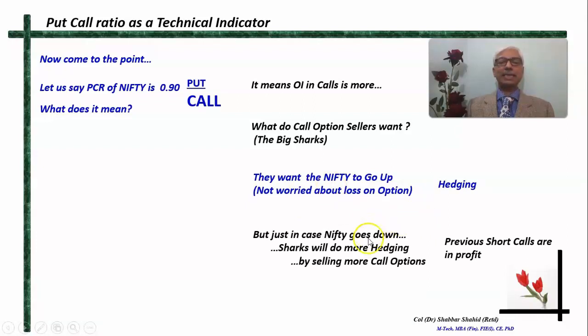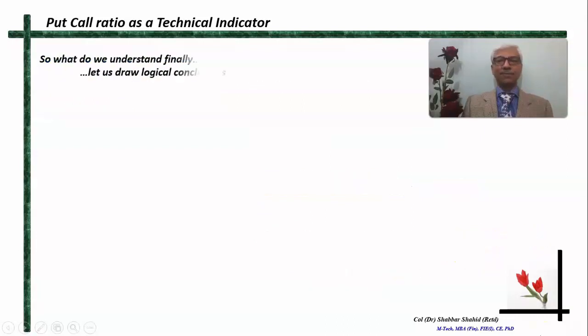But just in case the Nifty goes down, then what? Then the sharks will do more hedging. They have done hedging by shorting the call options. Now if the Nifty goes down, they will do more hedging by selling more call options, because the previous short positions in the call options are in profit.